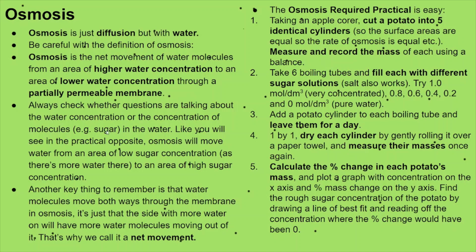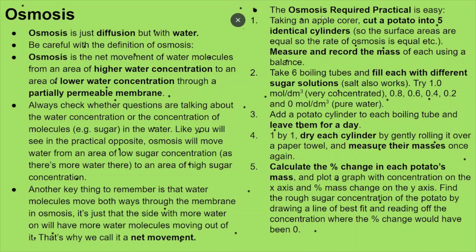If we take sugar, the water is going to be moving from areas where there's a low sugar concentration to a high sugar concentration, because where there's a high sugar concentration, there's going to be less water. And this is important for the osmosis practical. Also, a note about the net movement. That just means that the water molecules are actually moving both ways through the membrane. It's just that the side with more water on will have more water molecules moving out of it.